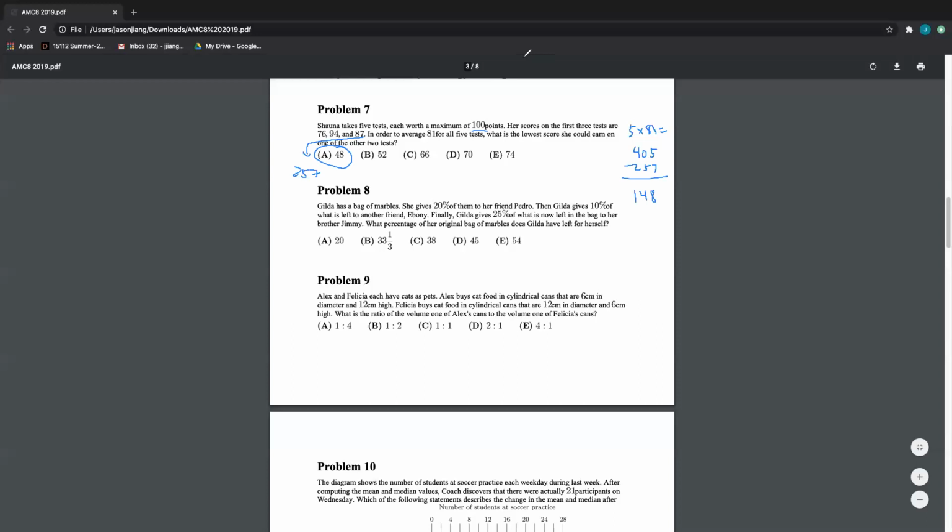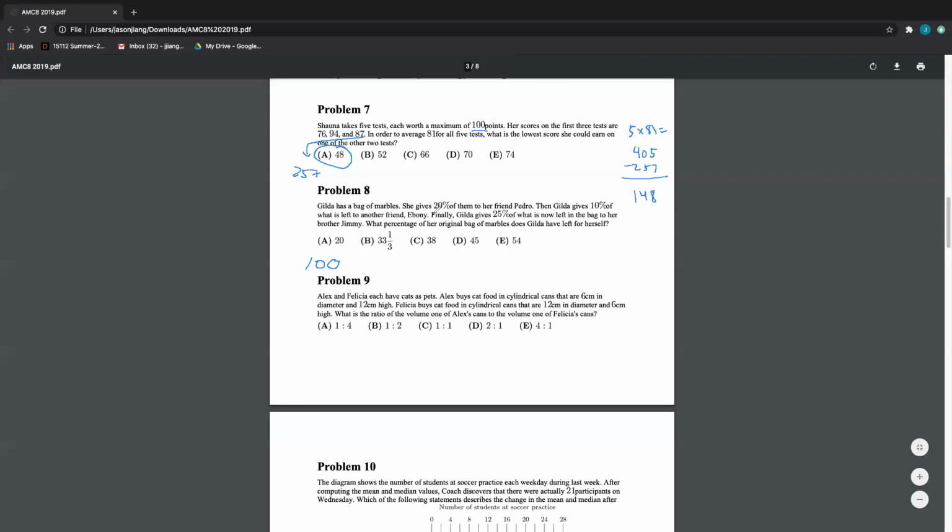Problem 8. Gilda has a bag of marbles. She gives 20% of them to her friend, Pedro, then 10% of what's left to Ebony, and finally 25% of what's left to Jimmy. We want to know what percentage of her original bag of marbles she keeps for herself. So the best way to do this, whenever we see these kind of percentage problems, is to assume that she has 100 to start, because it makes a very easy calculation at the end. Whatever's left divided by 100, so that just means whatever's left is the answer.